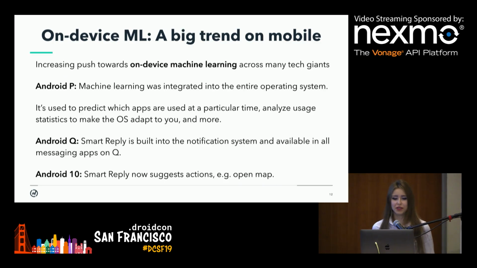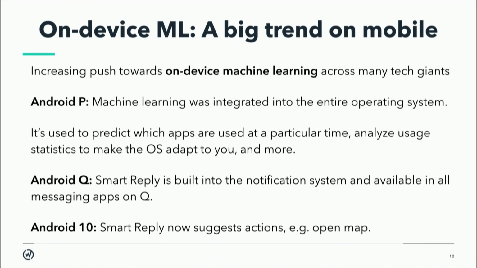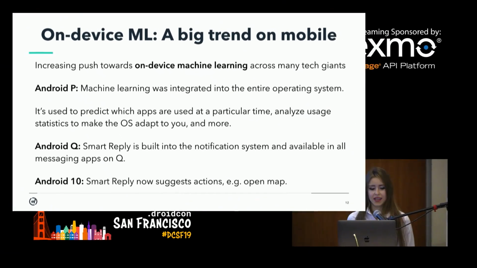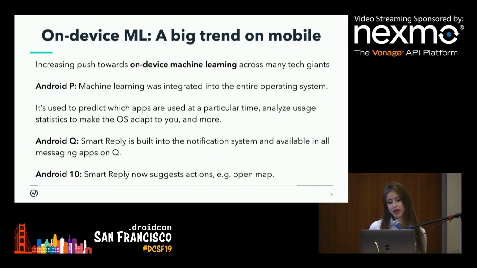And so in this presentation, we'll be focusing mostly on on-device machine learning, and it's a big trend on mobile in the past couple years. And specifically for Android, in Android P, machine learning was integrated into the entire operating system. It's being used to predict when a user is going to use a certain app at a particular time. And in Android Q, Smart Reply was built into the notification system, and it became available in all messaging apps.